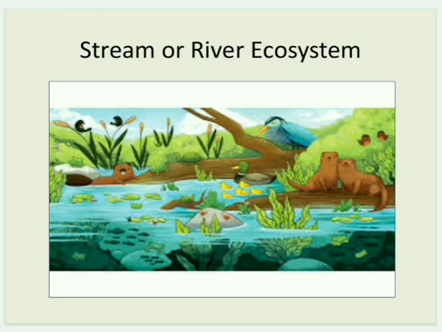The structure of stream ecosystem: abiotic is temperature, light, pH, nutrients. Then biotic producers are green algae, aquatic grass. Primary consumers are water insects, fishes, snails. Secondary consumers here will be birds, mammals. Decomposers are bacteria and fungi. Then the function: it's used for irrigation, it provides fresh water for people. So that's about river. It is always known as river or stream ecosystem.